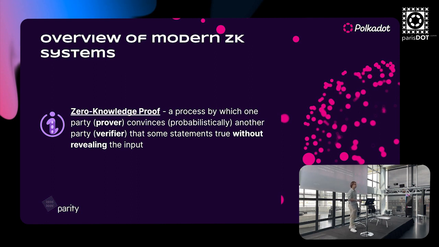Okay, so moving on. Before we talk about zero-knowledge proof systems, I'll quickly give a definition of what a zero-knowledge proof is. Again, this is a very boring definition. Essentially, a zero-knowledge proof is a process in which one party, the prover, tries to persuade the other party, the verifier, that some statement is valid. And the zero-knowledge part is that we are doing that without revealing the input.